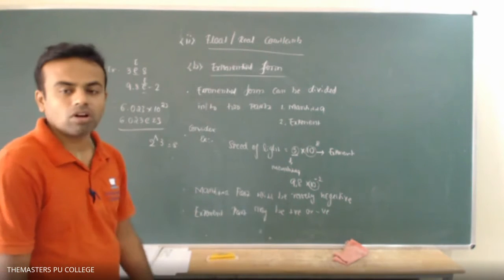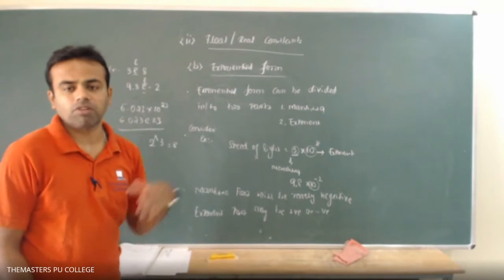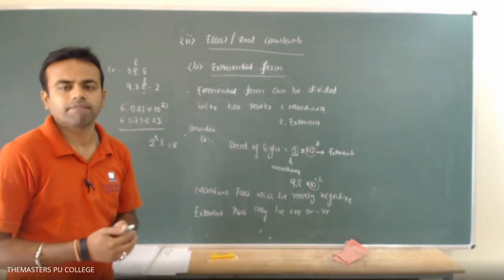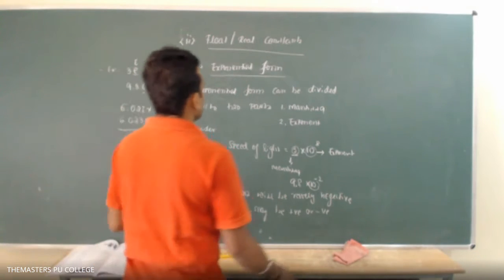So this is what we call a float or real constant. It contains both fractional form and exponential form. Is it okay? Right? Okay. Next, character constant.